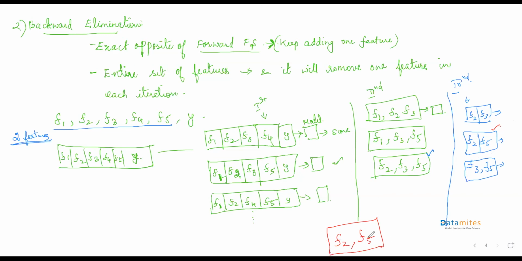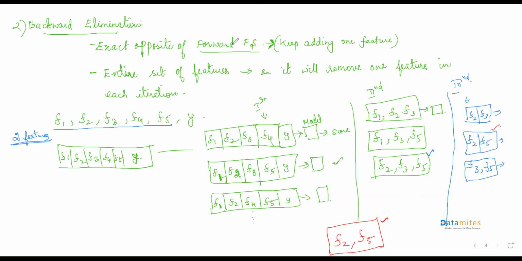So we can create a model with these features now. In the backward elimination method, it is just going to remove 1 feature in each iteration to check which combination is giving me a good score, or which feature, when removed from our set, is giving a good score. It will identify that and give us the right features for feeding the model.